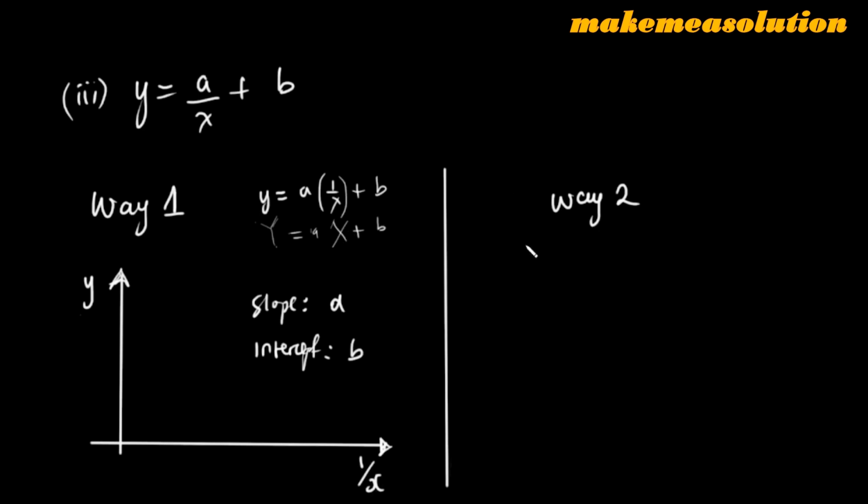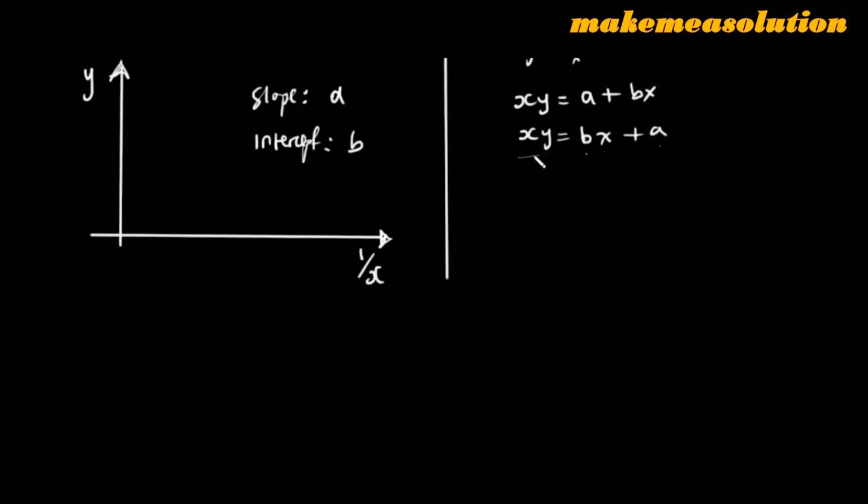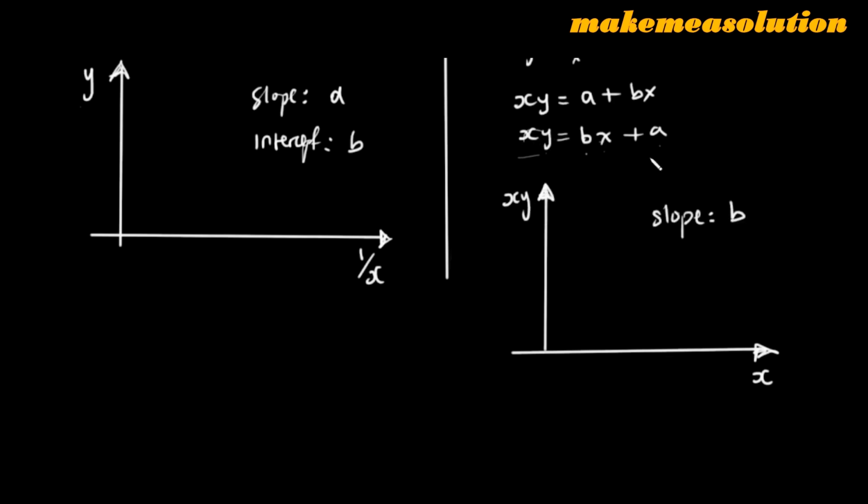Way two, someone else would decide to change this equation by multiplying through by x. If you multiply through by x, you get xy is equal to A plus bx. You can rearrange it by saying xy is equal to bx plus A. Now you have something equal to slope times something plus intercept. If you choose to solve it in this form, then you're going to put your graph like this. On the x-axis, everybody will agree that we can plot x, but on the y-axis, you're going to plot xy, the product of x and y. In this case, your slope will transform to B and your intercept will transform to A.